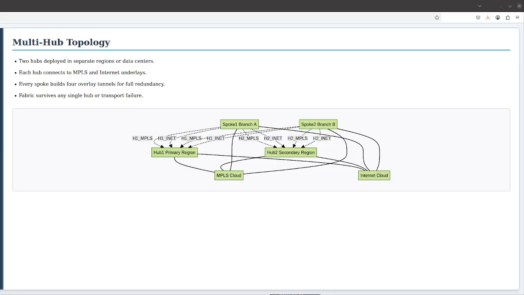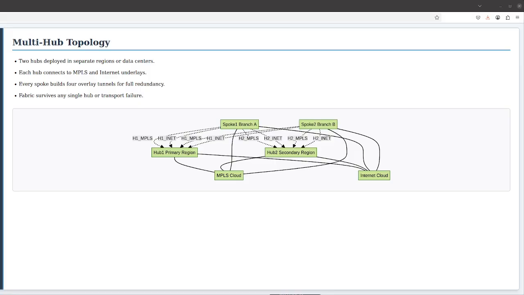On the branch side, we have Spoke 1 and Spoke 2 representing typical branch office FortiGate devices. Each spoke also has connections to both the MPLS transport and the Internet transport. This dual transport design is fundamental to SD-WAN because it gives the box two independent paths to choose from, and the SD-WAN logic decides which path to use for any given application.